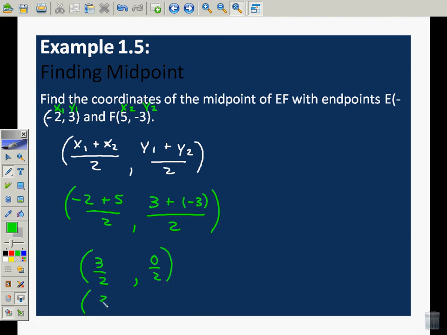So we've got 3 over 2, comma, 0 as our midpoint. And that's okay. It is okay to end up with a fraction as one of our points because that's possible. Because we know the coordinate plane runs from 0 to infinity. We can have anything in between.